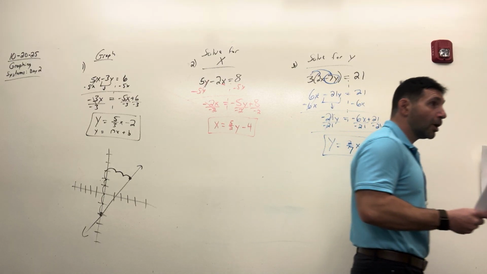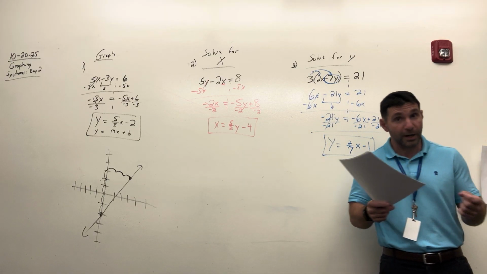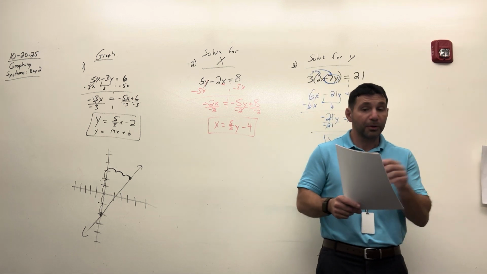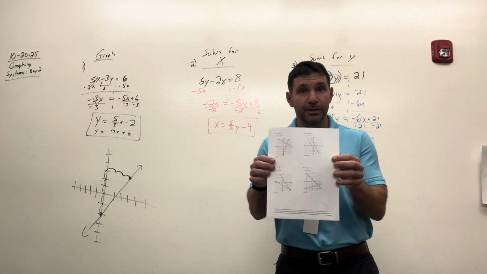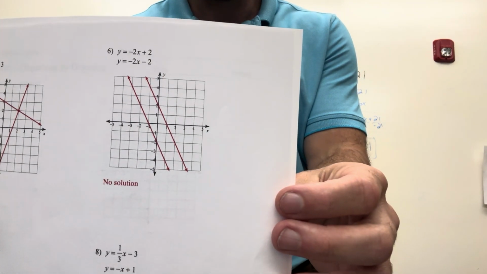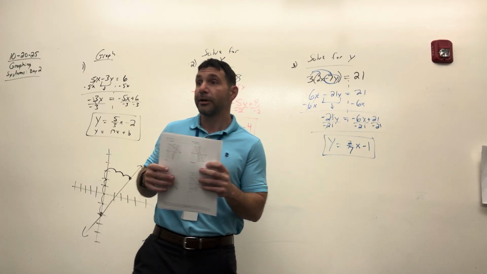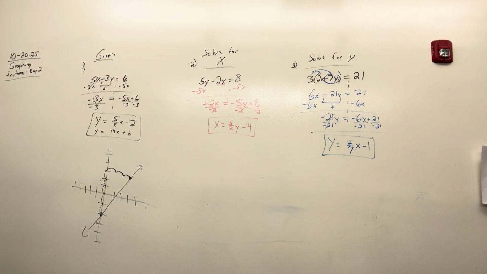Liam said, I know this, they're not intersecting. Right, when the lines are parallel, that means the slopes are the same, but the y-intercepts are different. So it looks like this. When they're parallel, it does not intersect, which means there is no solution. So the answer for number 6 is no solution. Number 7 is 4, -4. And number 8 is 3, -2.